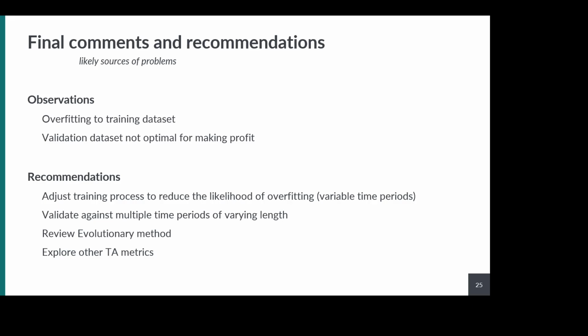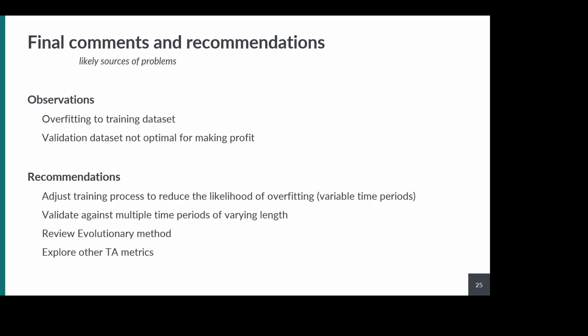Some of the recommendations from us which come out of this is that we would look into doing further study, which is to adjust the training process to reduce the likelihood of overfitting. There are several ways we could explore this. One would be to implement some kind of variable time periods rather than the static 12 months that we fit to. We could test with different lengths of time periods as well as multiple time periods.